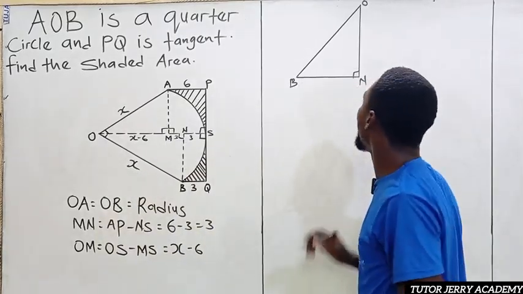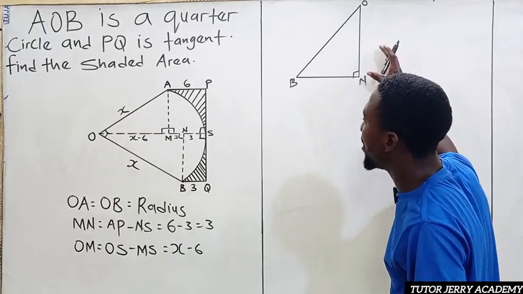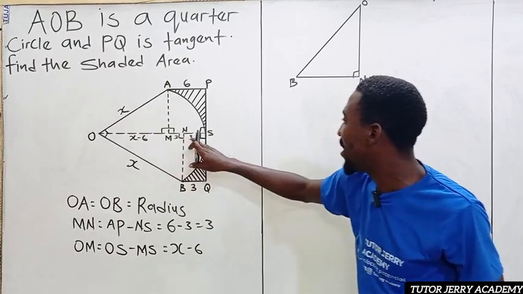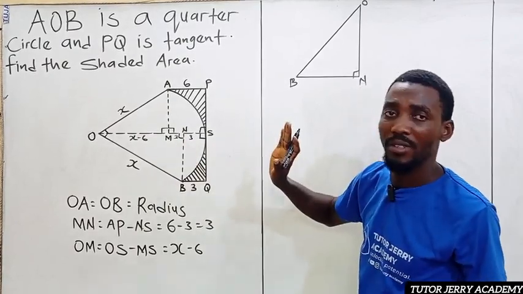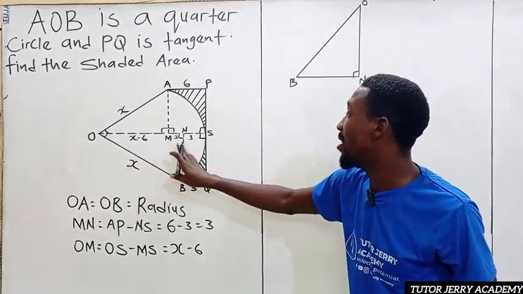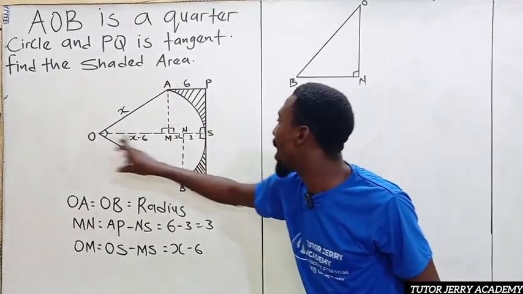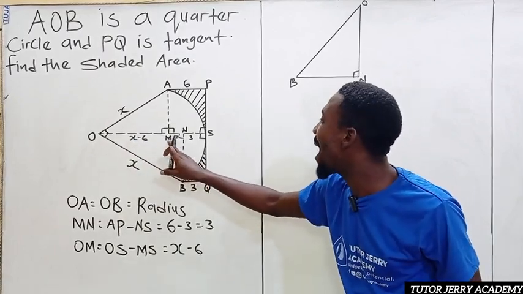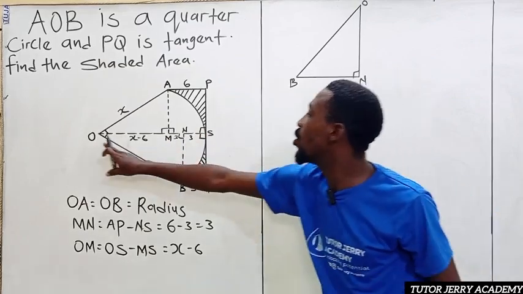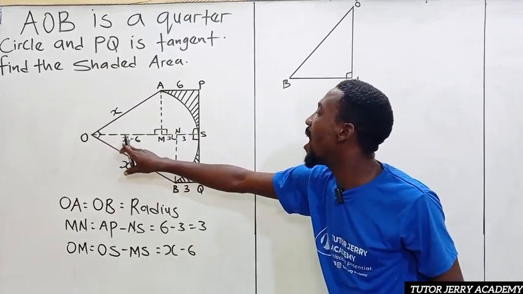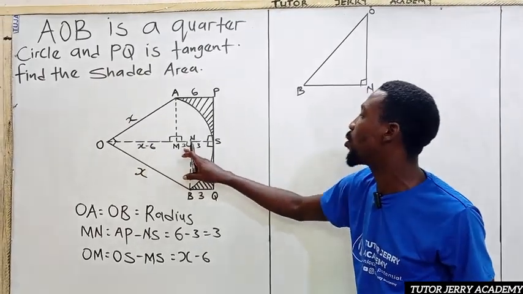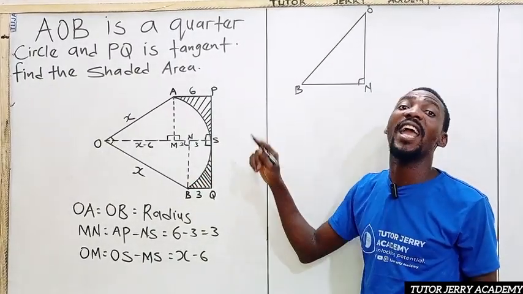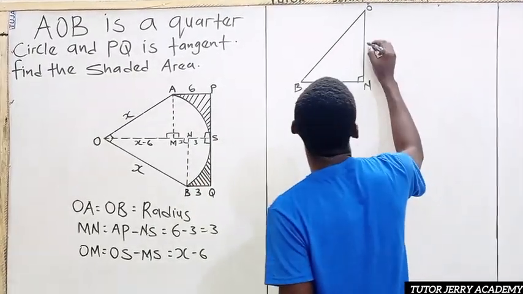All right. So now the next thing that we have here is our ON. What is our ON? Our ON is not given. Sorry, our ON is going to be, because we know that OM is X minus 6, and we know that LN is 3, it means ON is going to be X minus 6 plus 3. And X minus 6 plus 3 is going to give us X minus 3.